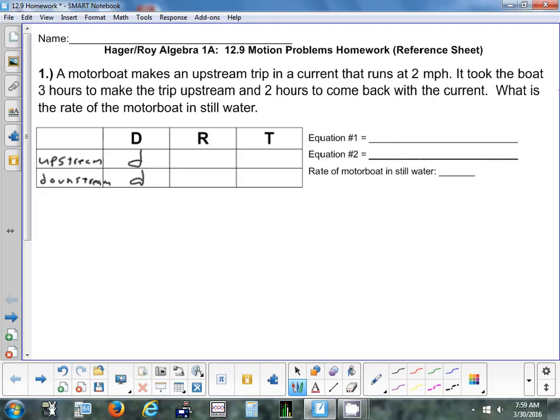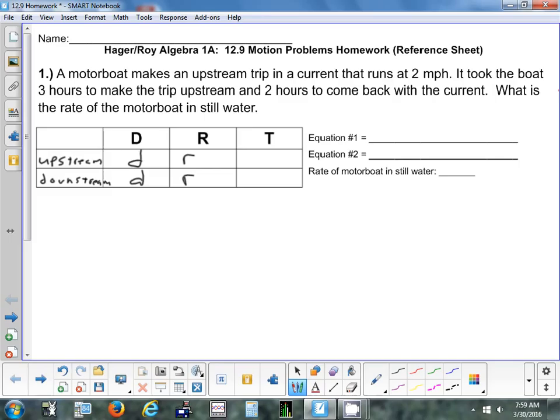The thing that's tricky about upstream and downstream is the rate. You have two things you have to put in the rate box. When you're traveling with the current, you go faster. When you travel against the current, you go slower. So you have the speed of the boat. And do they give us the speed of the current? Makes an upstream trip in a current that runs at 2 miles an hour. Yeah, we have the current.